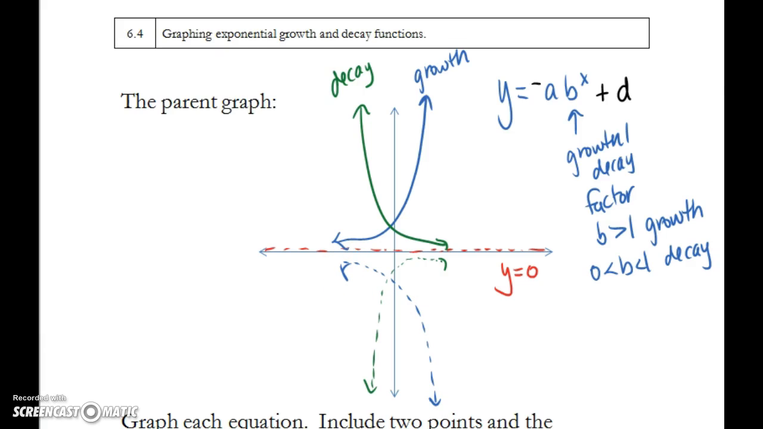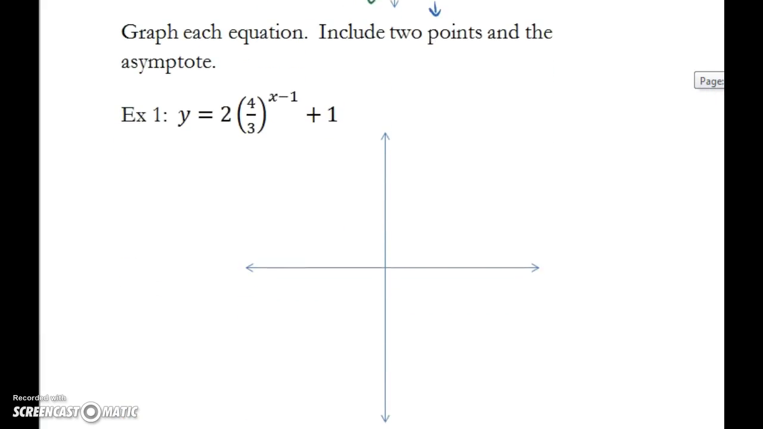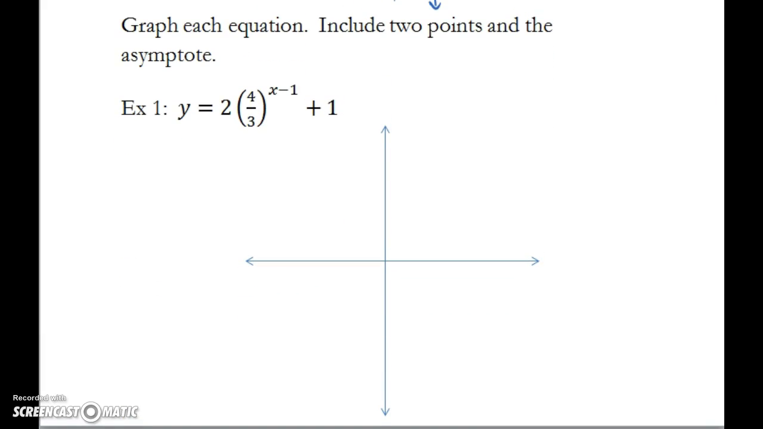All right, so keeping these things in mind, let's take a look at our function here. We're going to graph the following function, and we want to decide if it's growth or decay. We want to find the asymptote. We want to include at least 2 points, even more if we need to. This is in the form y equals a b to the x plus d, and this d indicates a vertical translation. We are graphing 1 unit up from our parent graph, so our horizontal asymptote is now at 1 instead of 0. The equation for our horizontal asymptote is y equals 1.